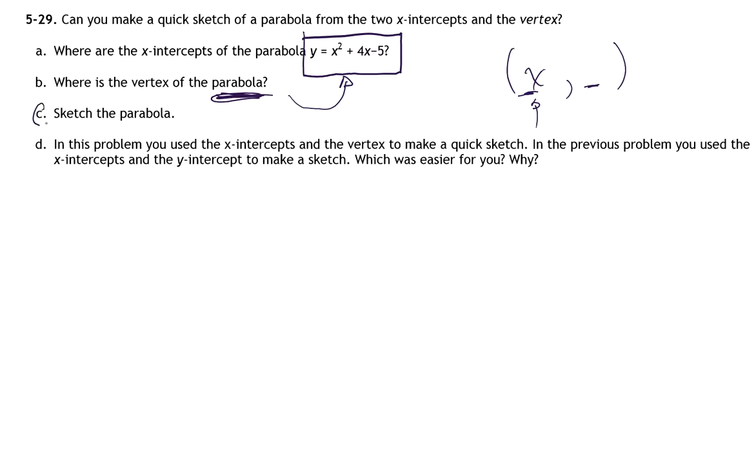Then it says sketch the parabola. In this problem, use the x-intercepts and the vertex to make a quick sketch. In the previous problem, use the x-intercepts and the y-intercept to sketch. Which was easier for you and why? Well, I haven't done both, but I would say I probably prefer this one because I know what the bottom is. Although it's probably more difficult to calculate this point, I'd feel like it would be more accurate because I would know what the lowest value of my parabola was.